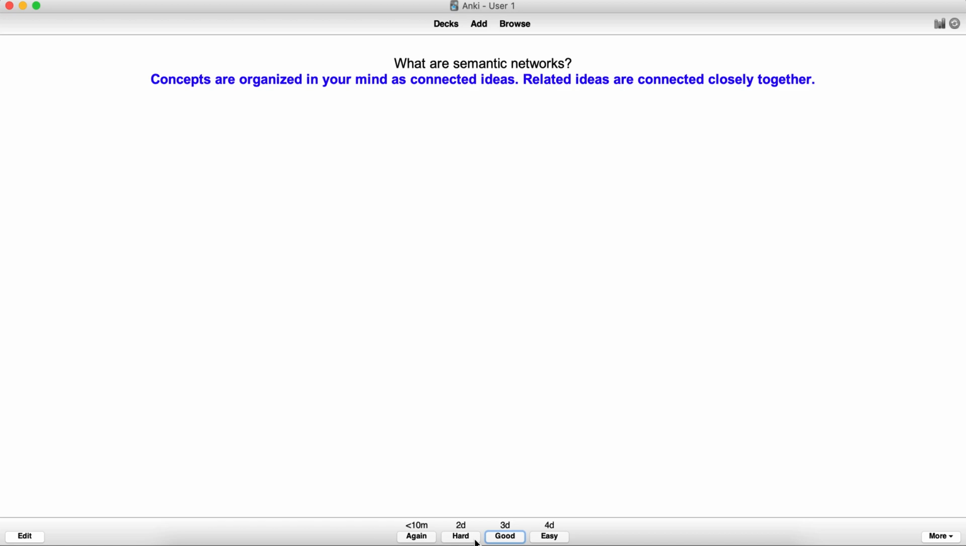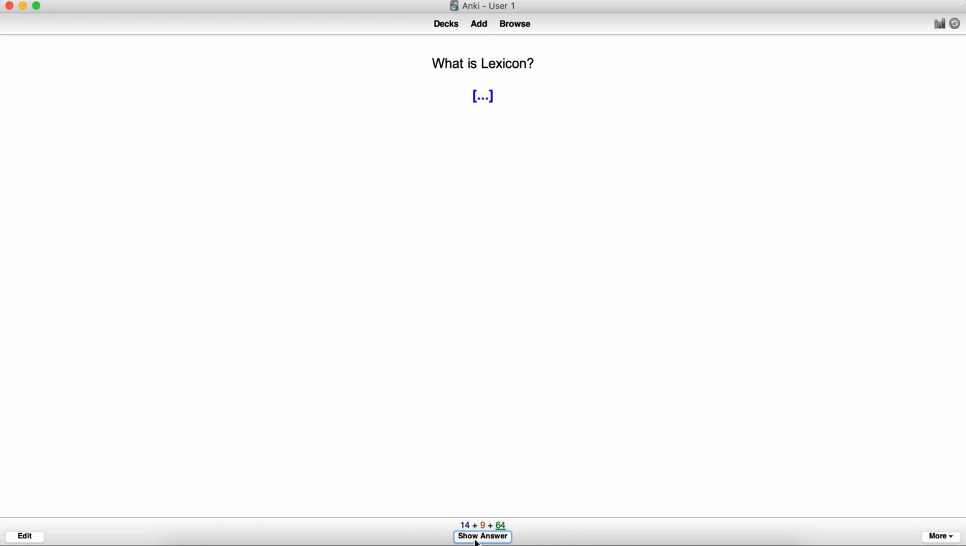Semantic networks are ways we organize concept ideas. Connected ideas are connected closely to each other in our semantic network. A lexicon is a list of vocab words in a language. Early symptoms of Alzheimer's disease: short-term memory loss, inability to recall recent events.